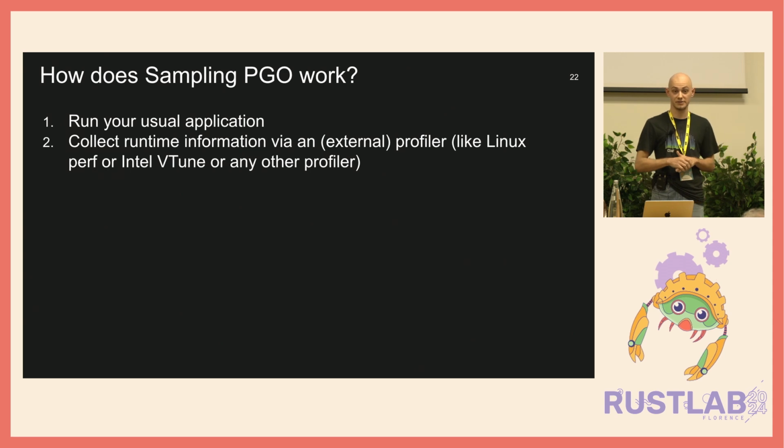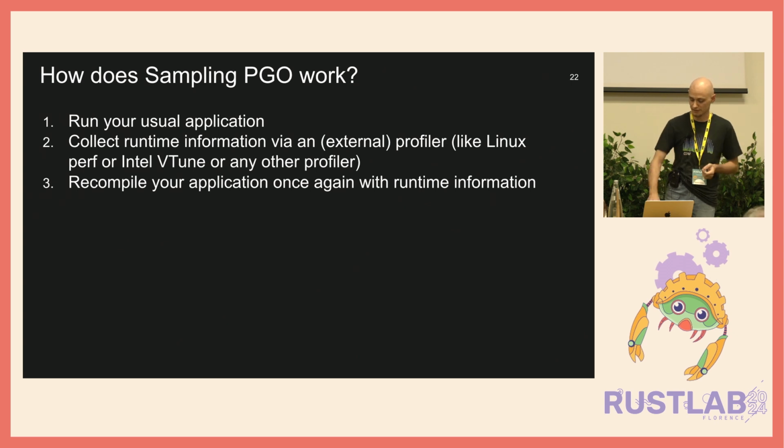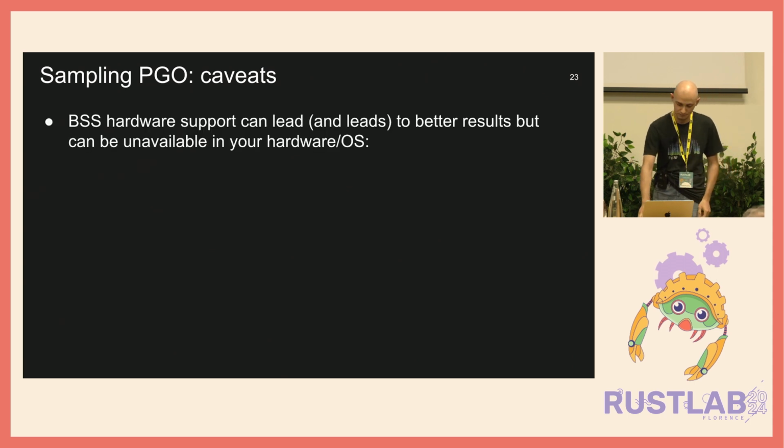Usually, Linux perf is used. Intel VTune can be used, but I didn't try it. With dtrace, you will need to implement some additional routines on your own. We'll talk about it later. Then you need to recompile your application once again with this runtime information. And that's it. The rest is the same. Unfortunately, sampling PGO also has caveats.